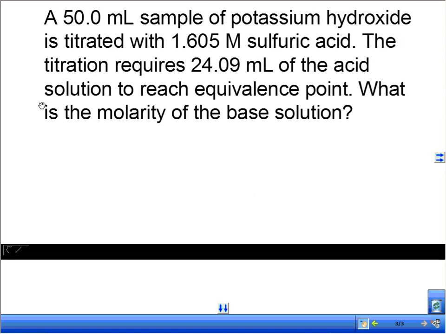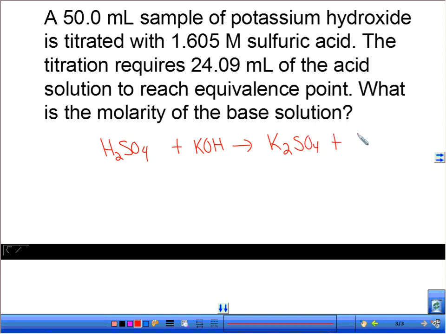The first thing you've got to do is write your balanced equation. You've got H2SO4, which is sulfuric acid, reacting with potassium hydroxide. Again, it's going to make salt and water. The salt that it makes here is actually potassium sulfate, and it makes water. And then you need to balance the equation.